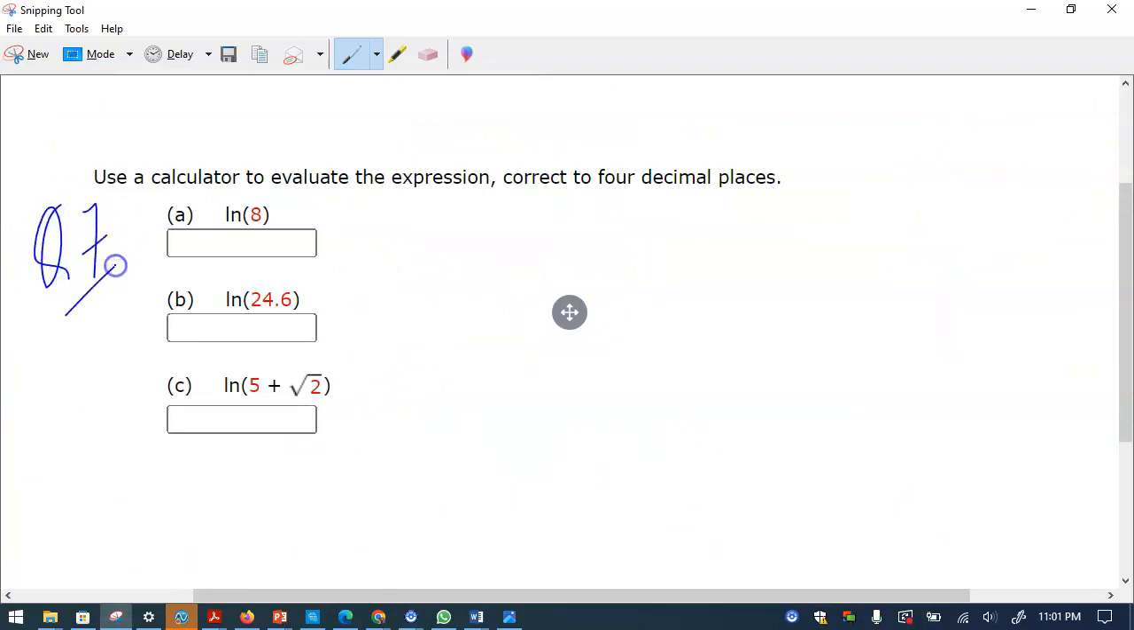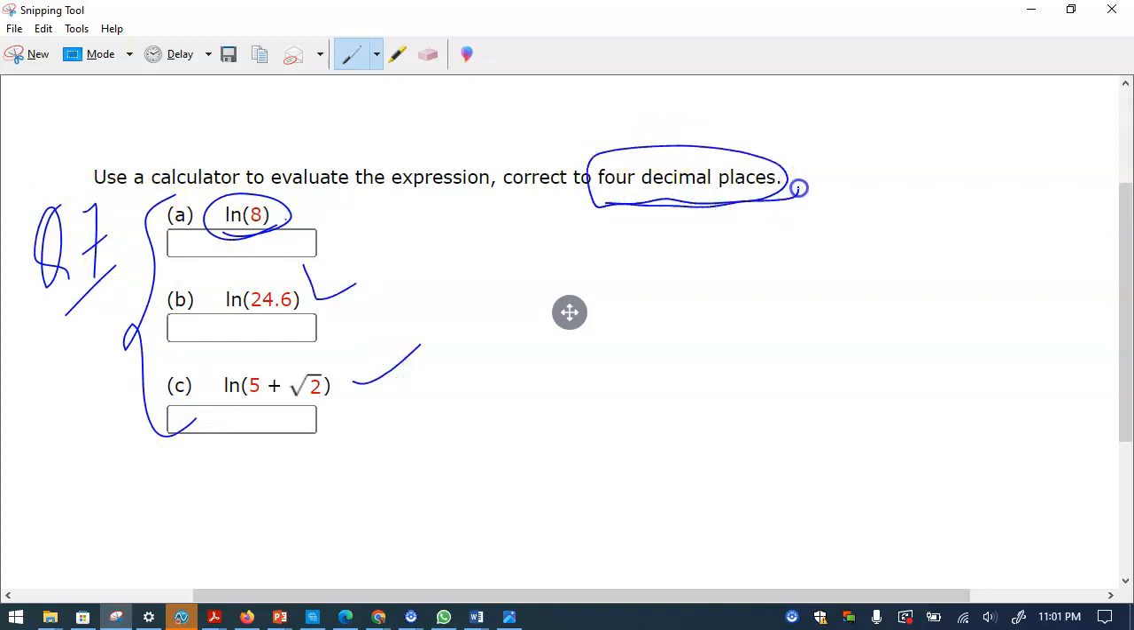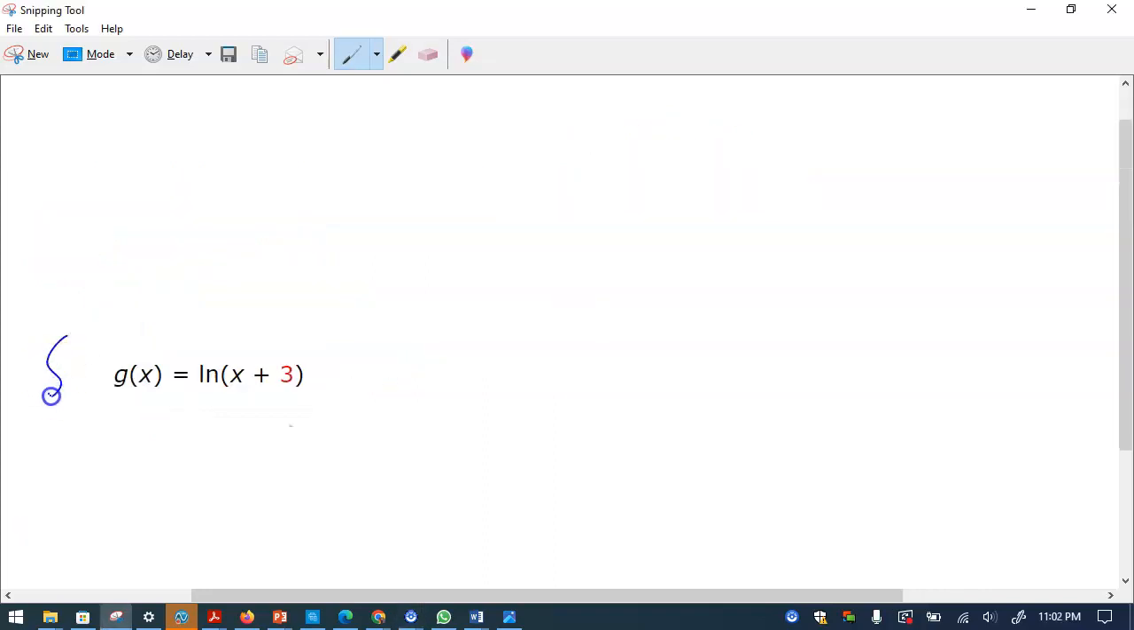Question number 7 is just using the calculator, and you just have to click on ln of 8. This is so simple. Only make sure you write it to 4-place decimal so that you don't make a mistake. Okay, here's question number 8.